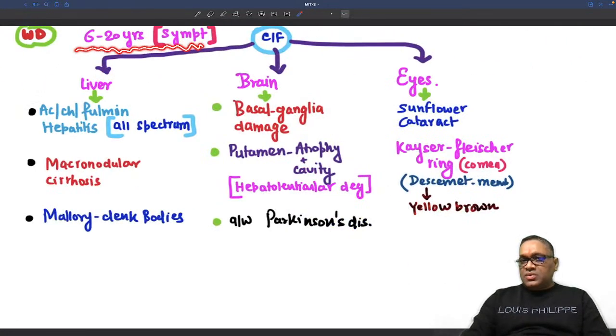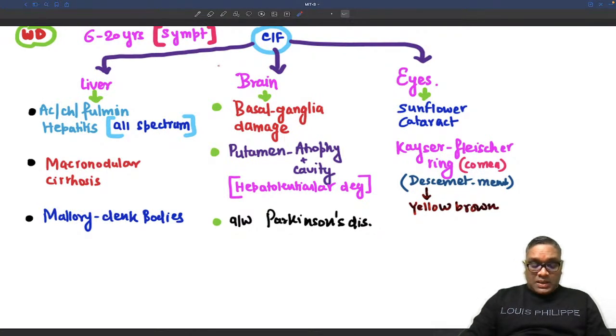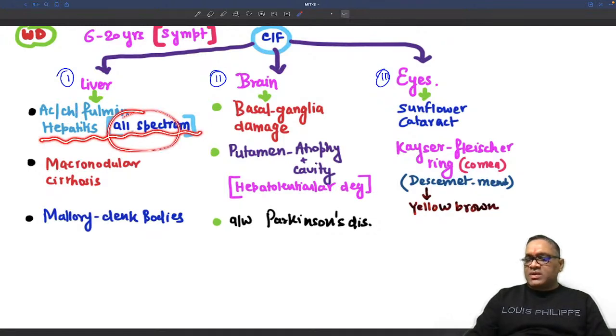Usually they will manifest the disease by the age of 6 to 20 years, right? Yes, KF ring is pathognomonic of Wilson disease. Yes, Vijayaraj, thank you. God bless you, Vijayaraj. It's a diagnostic finding, right? It's a pathognomonic finding of Wilson disease. So 6 to 20 years. What are the 3 organs affected? The liver, brain, and eyes, right? So in the liver, what you are going to see is all kinds of hepatitis. Remember, the whole spectrum of hepatitis, acute, chronic, fulminant, all types of hepatitis will be seen in Wilson disease.